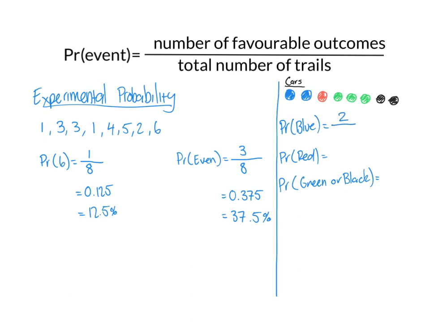There are 2 favourable outcomes, that's these 2 here, out of a total of 1, 2, 3, 4, 5, 6, 7, 8, total of 8. So 2 out of 8, and I can simplify that fraction to be 1 out of 4.